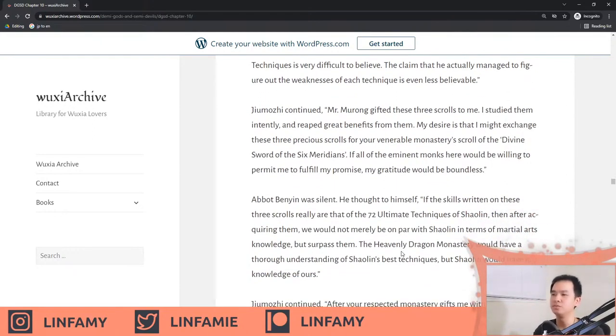Jiumozu continued, "Mr. Murong gifted these 3 scrolls to me. I studied them intently and reaped great benefits from them. My desire is that I might exchange these 3 precious scrolls for your venerable monastery's scroll of the divine sword of the 6 meridians. If all the eminent monks here would be willing to permit me to fulfill my promise, my gratitude would be boundless."